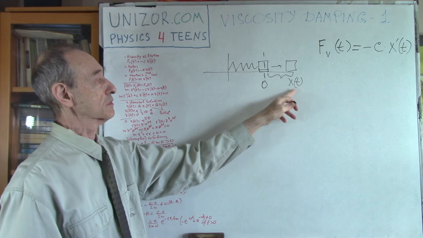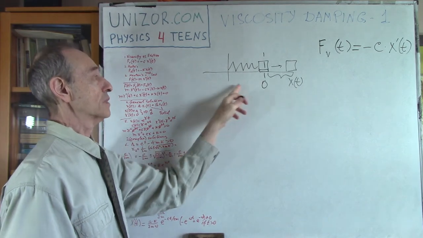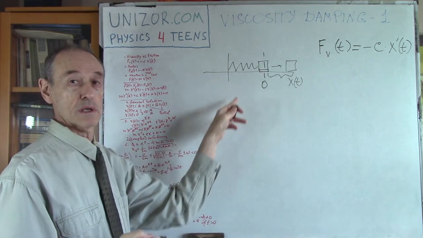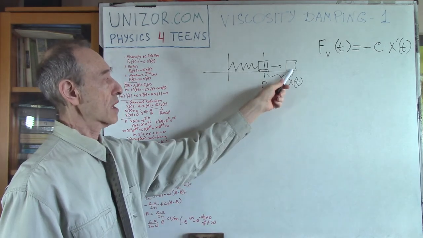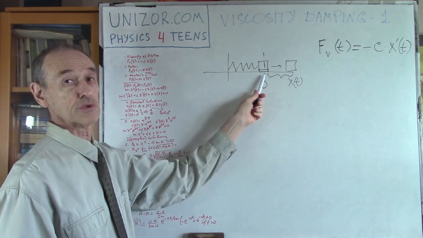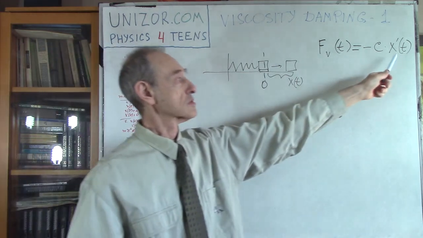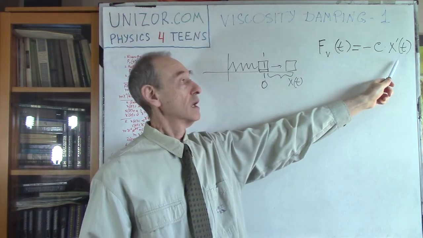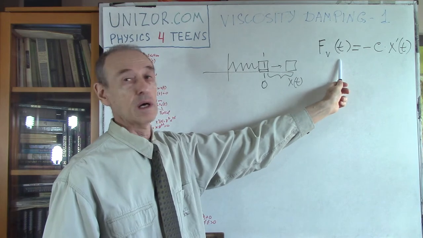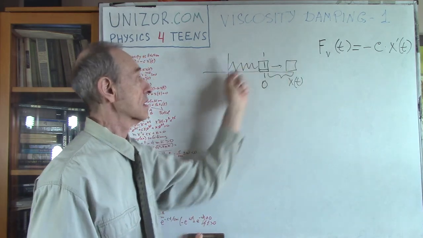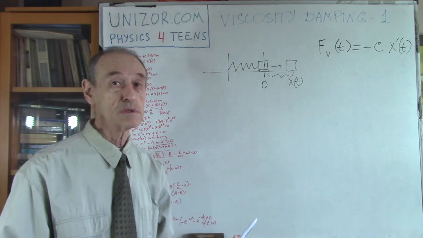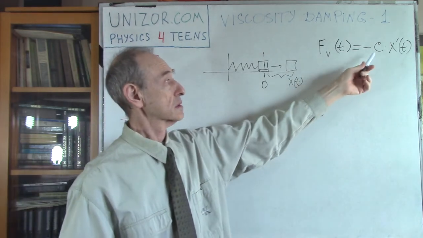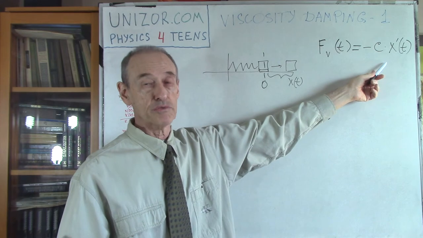It will be positive if you are stretching the spring. It will be negative if the spring is squeezed. So this is our function x of t, which characterizes the position relative to the neutral. This is the first derivative, which is speed, and the force of resistance of the surrounding environment, if this environment is viscous, is proportional with some kind of a coefficient c.